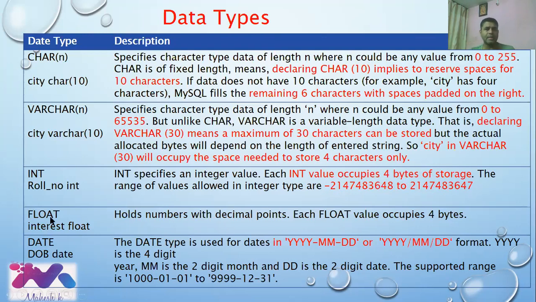Float. Float is nothing but a data type that includes the decimal point, the decimal value. So decimal values can be implemented in the float. If you take the example of an interest column, I can use the data type float, where of course the decimal value will be generated. The float size occupies 4 bytes of memory.